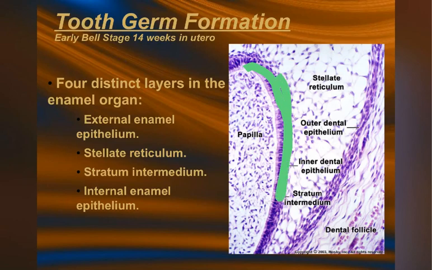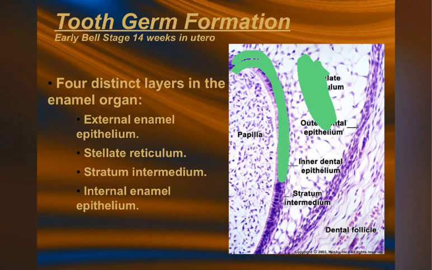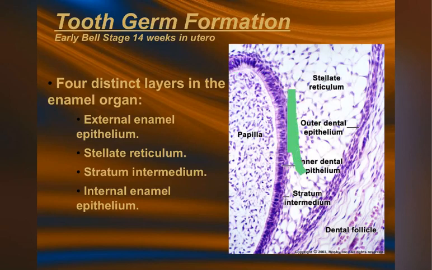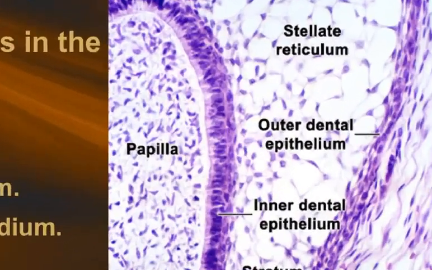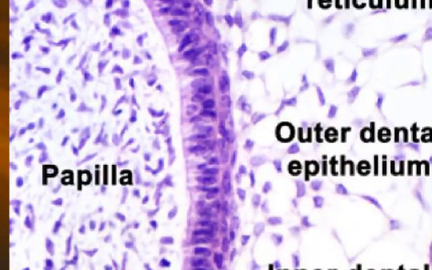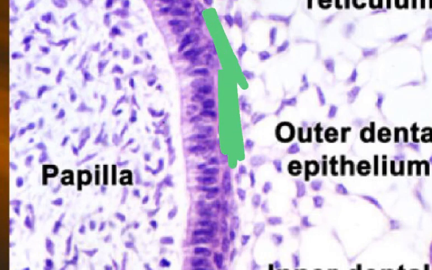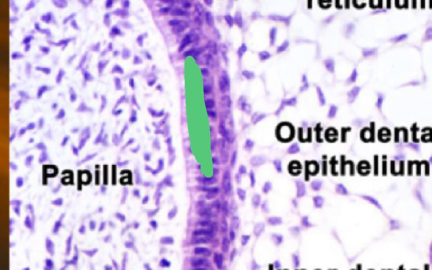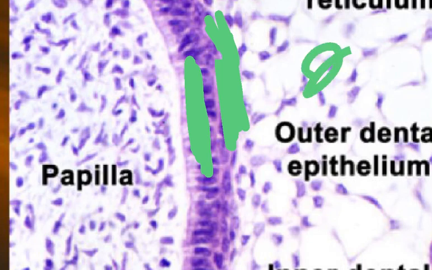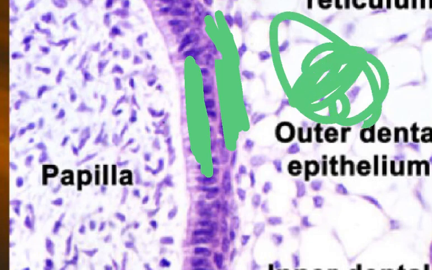Stratum intermedium, columnar cells. Internal enamel epithelium, columnar cells. Stellate reticulum, star-shaped cells. Between them, you see these flat cells. If we go to higher magnification, you see these flat cells just overlying the columnar cells. The internal enamel epithelium cells, columnar, overlying them flat cells, stratum intermedium, and here we have stellate reticulum, star-shaped cells.